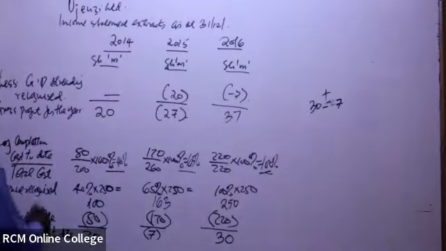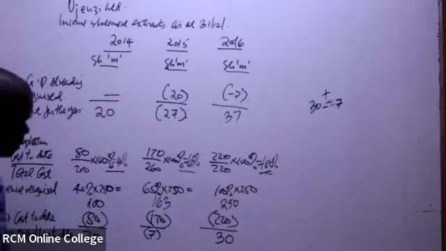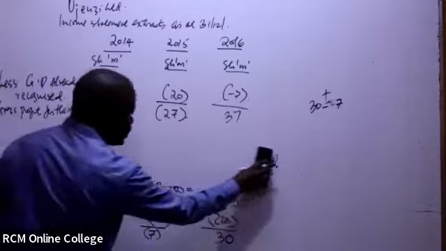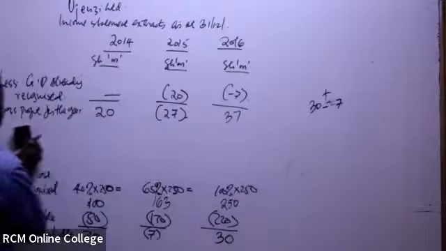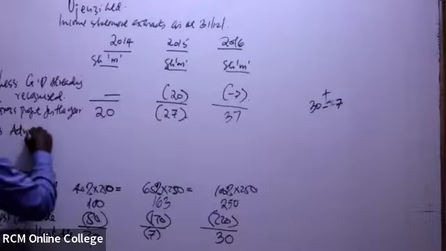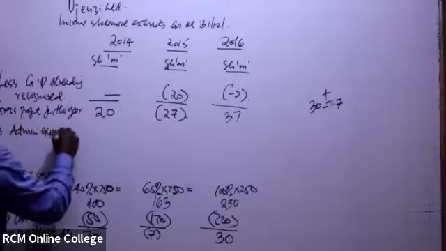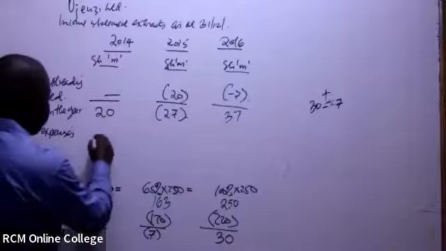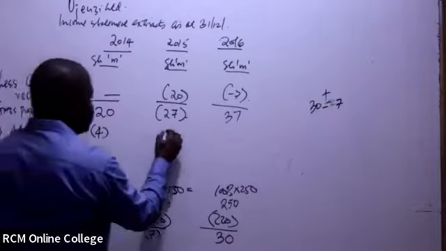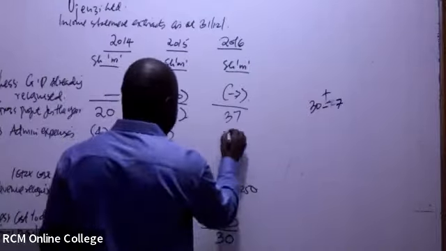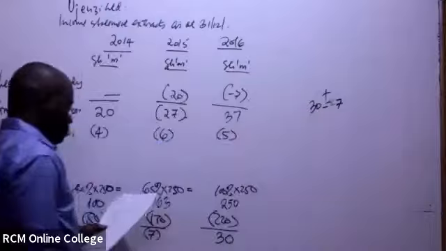Then we can now less the admin expenses. These ones you just take the way you have been given directly. So you have been given 4, you've been given 6, and you've been given 5.